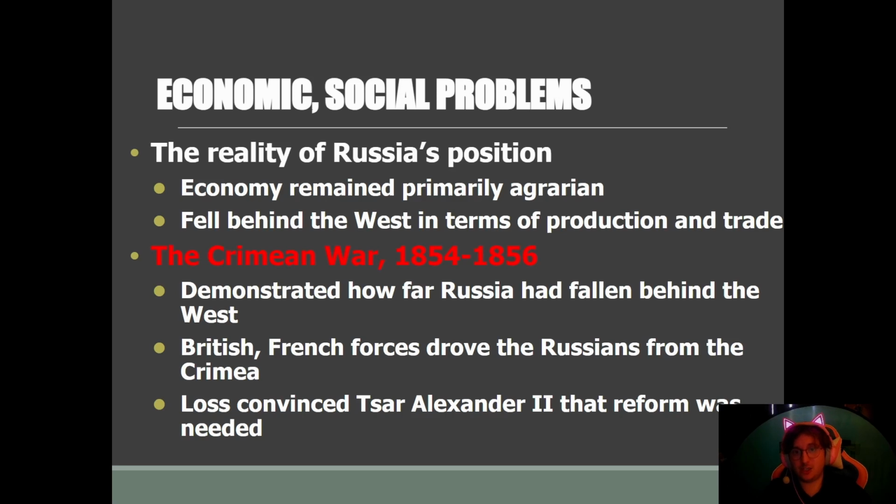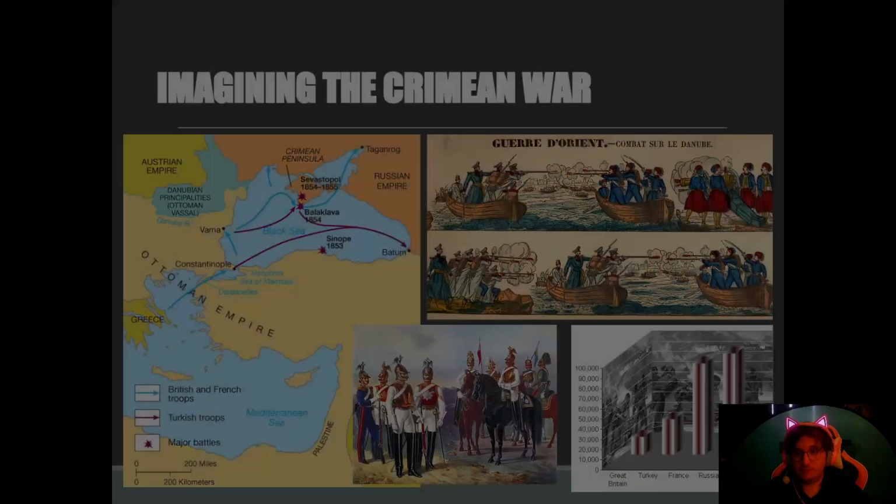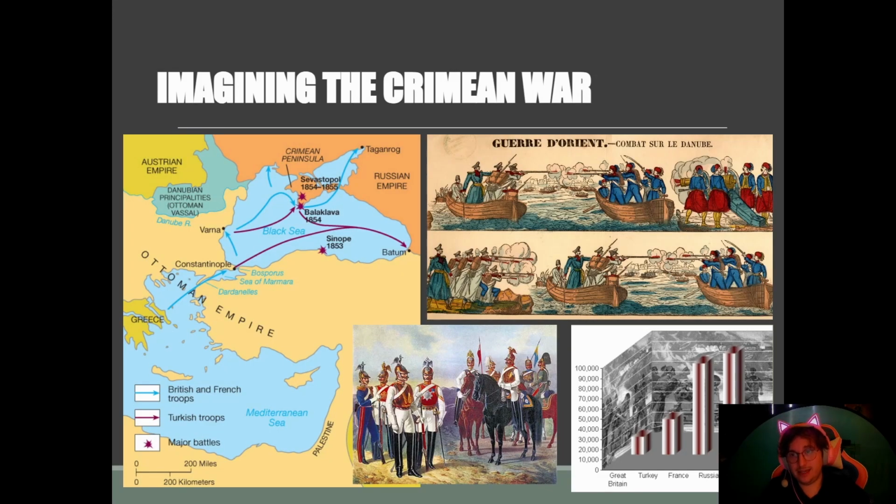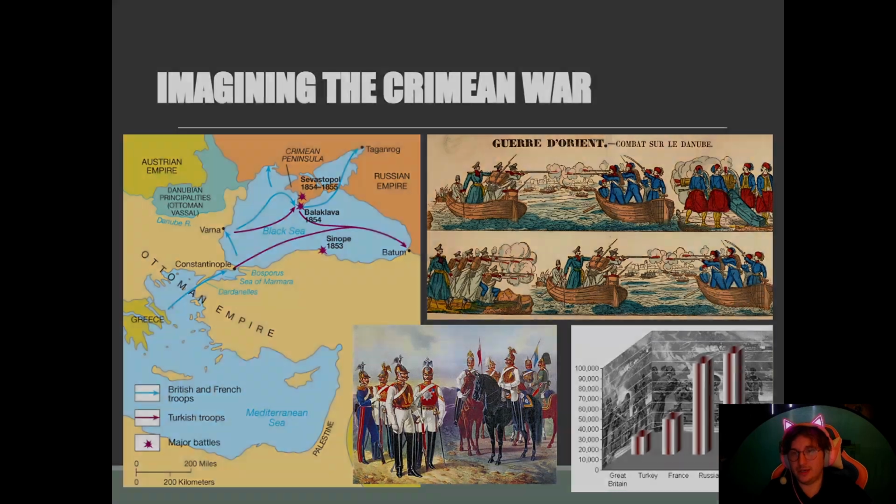Russia will attempt to invade the Crimean Peninsula. British and French forces are going to swiftly defeat the Russian forces in Crimea. And this really convinced Tsar Alexander II that reform was really, really needed. Because when I say they got defeated swiftly, it was like, oh, it's over. Right? Again, they attempt to take over the Crimean Peninsula, and they're defeated. It was pretty bad and pretty quick.